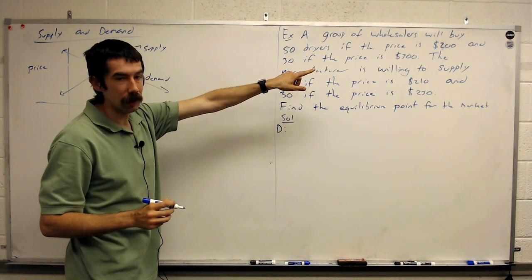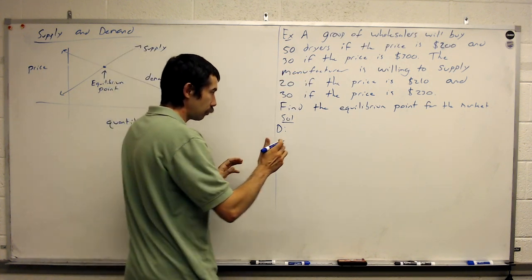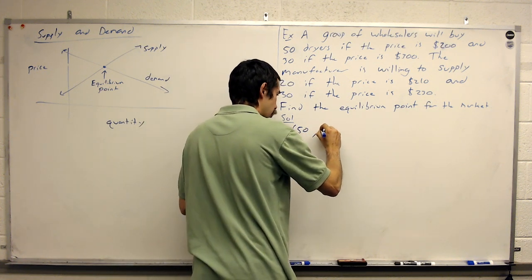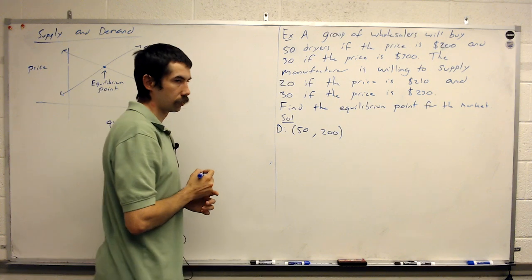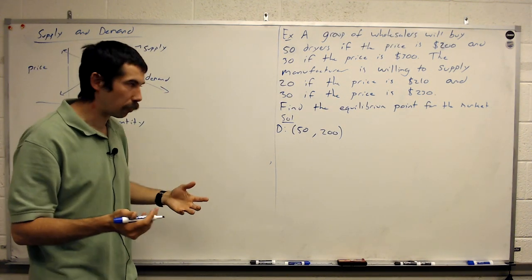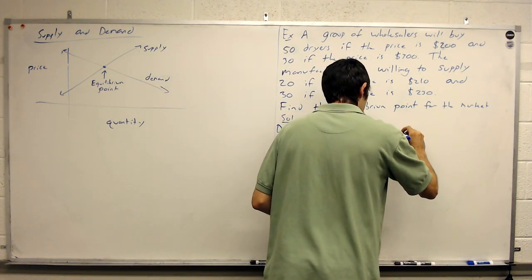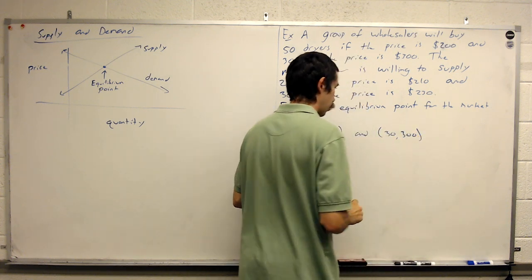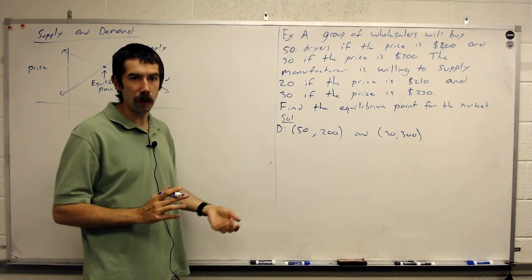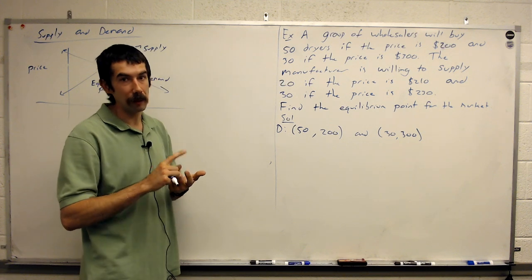50 dryers at $200 each. That's a point: quantity of 50, price of 200. 30 dryers at $300 each. That's also a point. We need to find the equation of a line that goes through these two points. How do we do that? Let's find the slope, and then we'll use point-slope form.